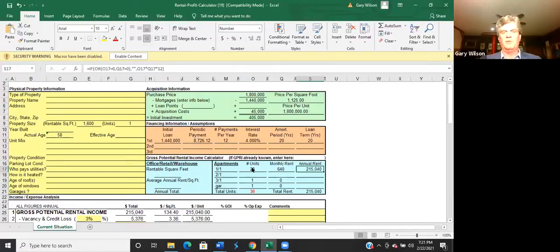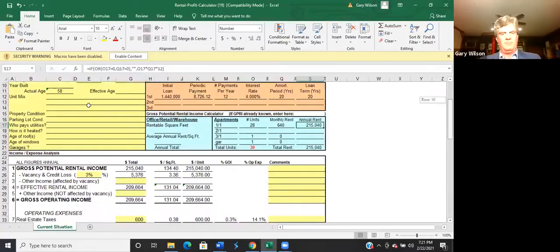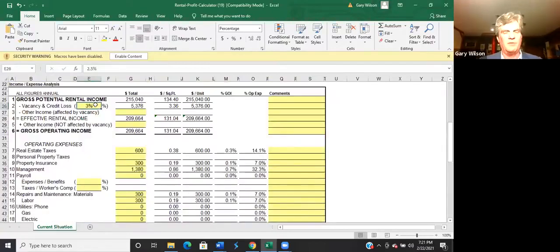Then here where it says number of units, that's the number of this type of unit. So I'm going to assume we have all one bedrooms. I know that's not the case, but this is where you put the number of units for each type of unit. Now down here, they said 3.5% vacancy. I personally think that's high. Vacancy rates right now across the country are almost zero in most cases, just flat. There's a big demand for multi-unit properties.